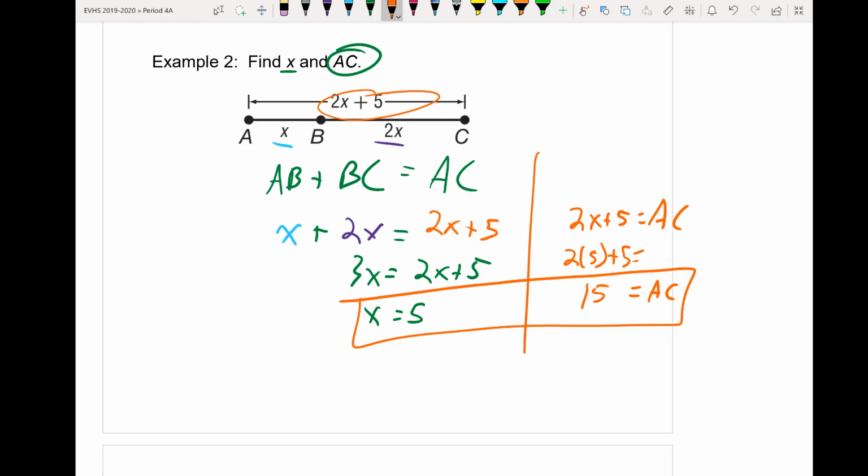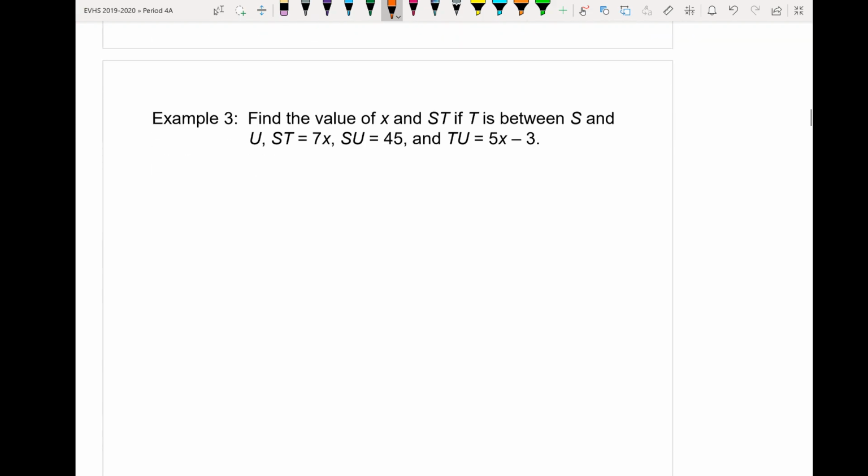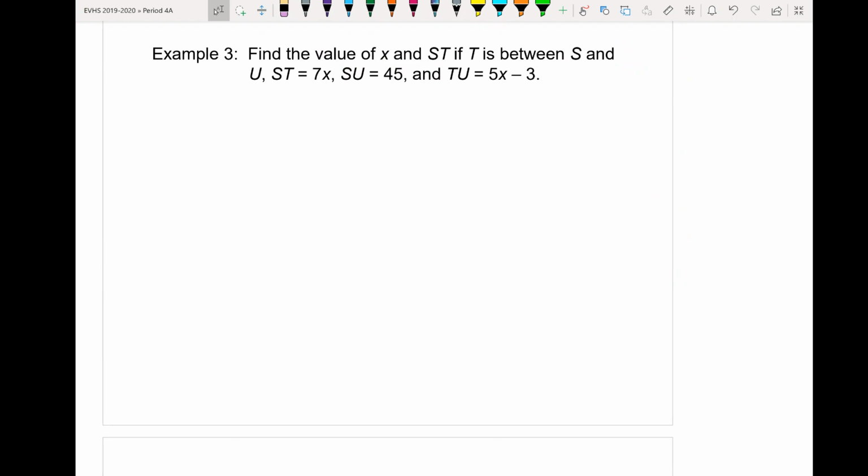Notice no units on this one. We got naked numbers. I was just raising my hands in glee for getting it correct. All right. Any questions on example 2?